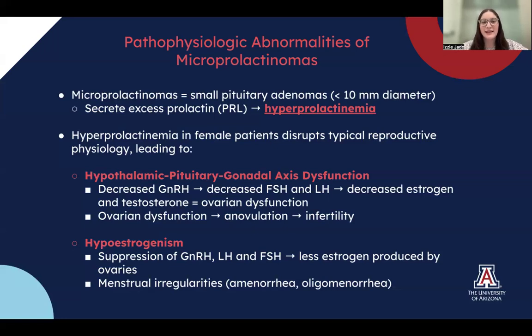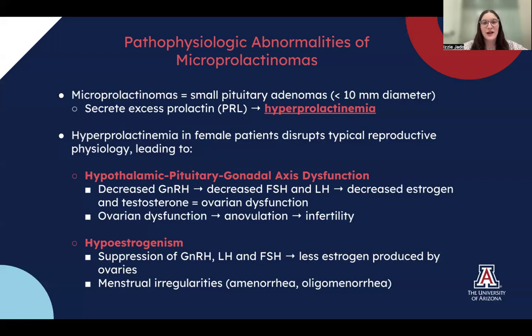What can happen is that they might not ovulate at all, so anovulation, and then they might show up to you for infertility. This highlights something I'll talk about later: microprolactinomas tend to be found incidentally, but a chief complaint of infertility could be one reason you start investigating this.